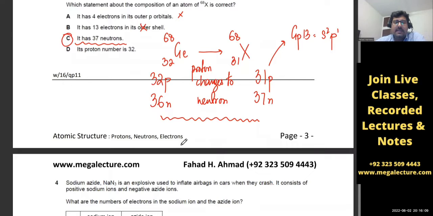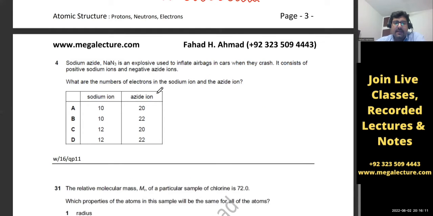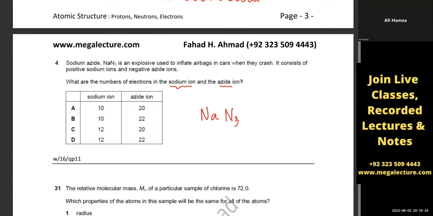Okay, now next, sodium azide is an explosive used to whatever it does. What are the number of electrons in the sodium ion and the azide ion? So the electrons in the sodium ion and the azide ion. So you've got Na and N3. Asa, can you tell me the charge on the azide ion? What is the azide ion? I mean, we know that this is the sodium ion, right?